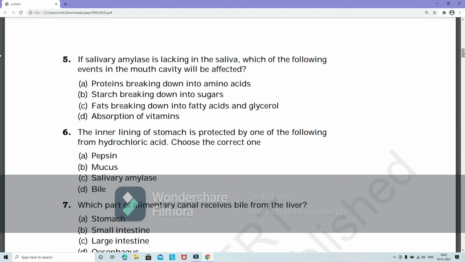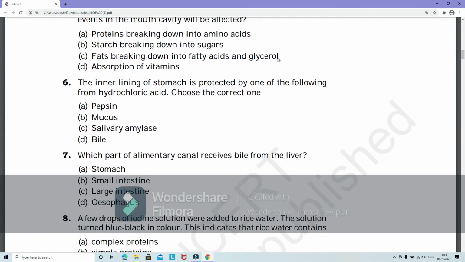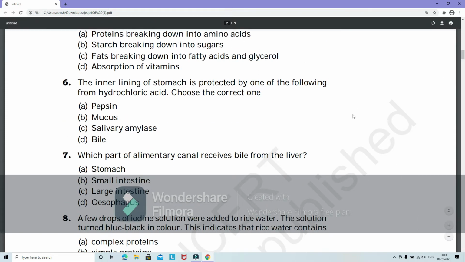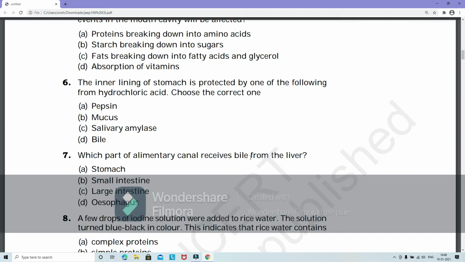So let's move on. The inner lining of the stomach is protected from HCl by one of the following. Which of the following is correct? Choose the correct one. Is it pepsin? Is it mucus? Is it salivary amylase or is it bile? So we know it very well that it is mucus, right? So it is second option, which is mucus.